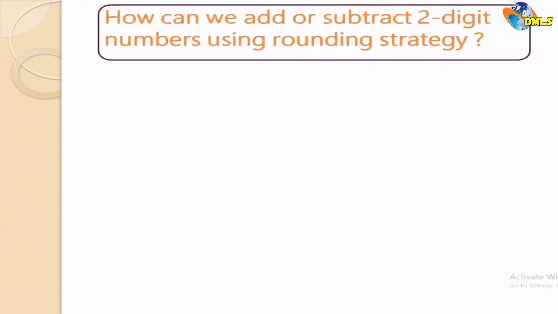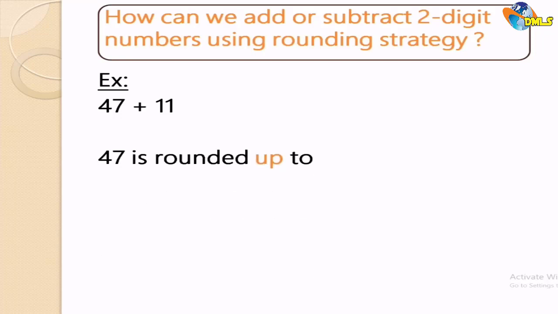How can we add or subtract two-digit numbers using the rounding strategy? Let's take the example 47 plus 11. We will estimate or round each number by itself, then we will add the two numbers after rounding. The first number here is 47, so I will round it to the nearest 10. So of course I will look at ones. The ones here is 7 and 7 is a strong digit. So 47 is rounded up to be 50.